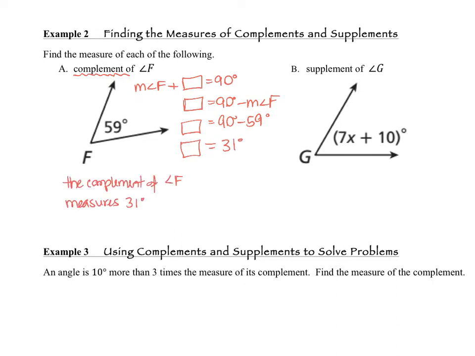Now that we've been able to use that one as an example, we know finding the supplement, of course, means they add up to 180 degrees. We want to find the supplement of angle G, and we're going to go straight for the subtraction. So 180 degrees minus 7x plus 10, which is the measure of angle G, means that we can easily find the measure of the supplement of angle G. And unfortunately, we are not going to be able to find an actual value because we still have this variable x in our expression. But that is a final answer: 170 minus 7x degrees.